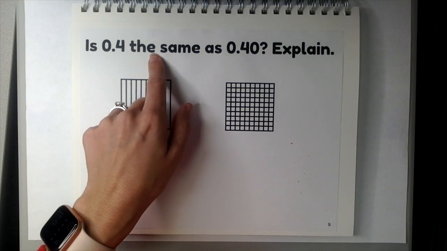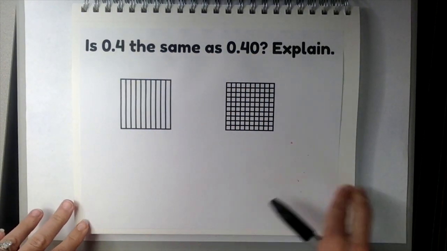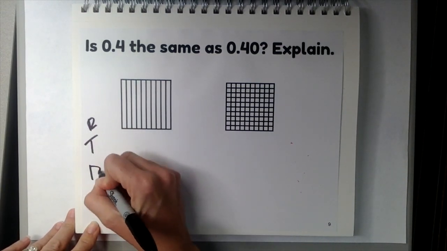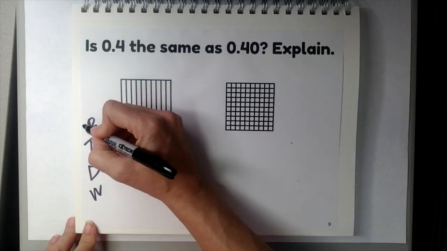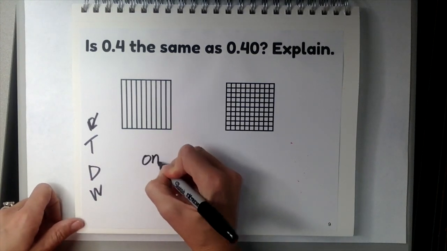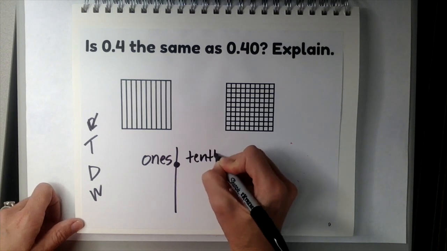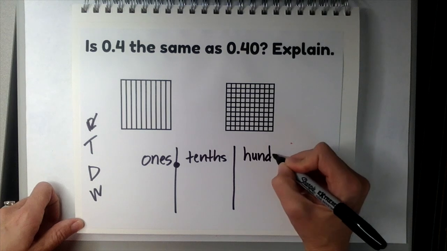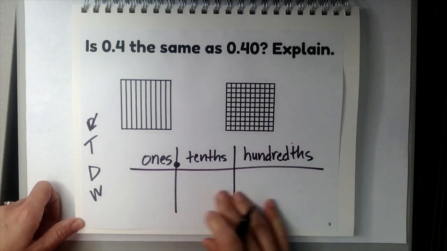Is 0.4 the same as 0.40? Explain. Well, let's draw a quick place value chart to help us. So this is a word problem. Read, think, draw, write. We do have some models here if we needed to use them, and we might come back to that. Let's think about it though. I'm thinking that a place value chart will really help me. Ones, put my decimal point. Tenths. We know today's learning target is all about going up to 100, or the hundredths place. Okay, I like to draw a line to keep them separate.